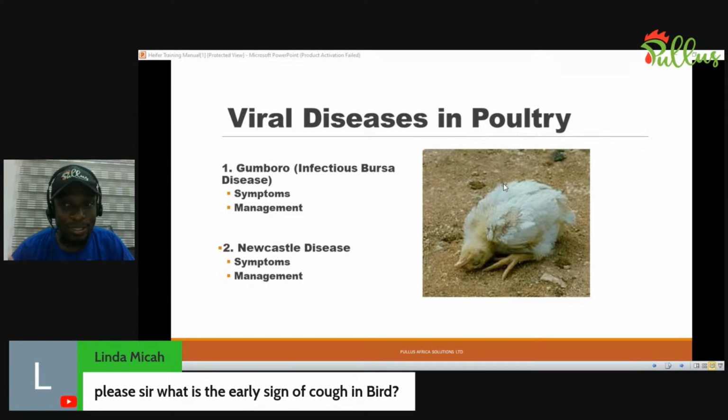So when you listen and pay attention to that, you're going to take note and know that there are early signs of respiratory problems. So before they actually start coughing, you can start managing that problem.